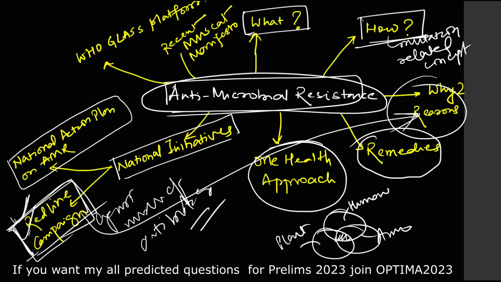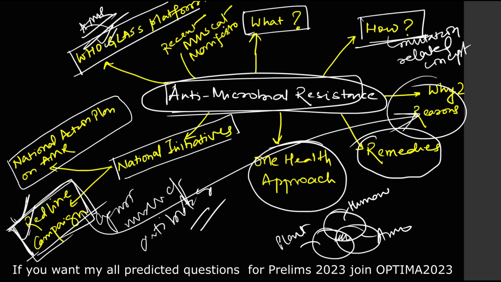Next, there are some global initiatives also as far as antimicrobial resistance is concerned. There is one initiative which is very important, called the WHO GLASS platform. WHO GLASS platform is a platform basically for surveillance of AMR in the world.